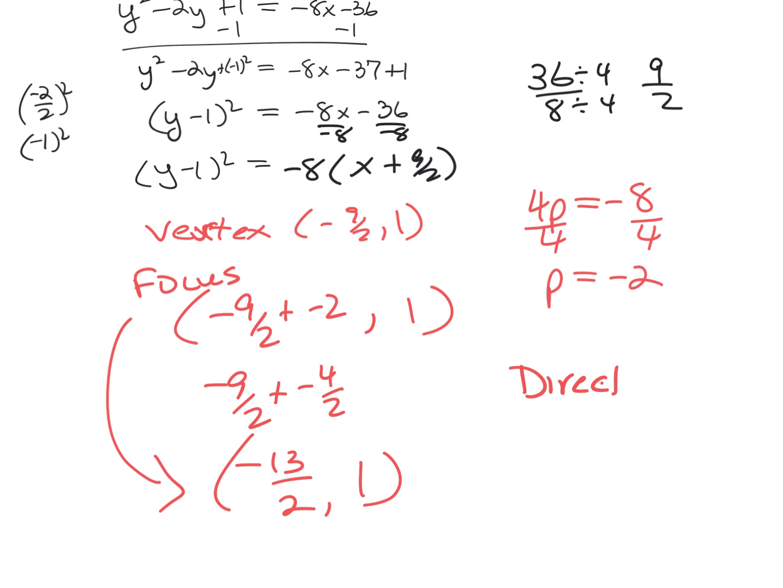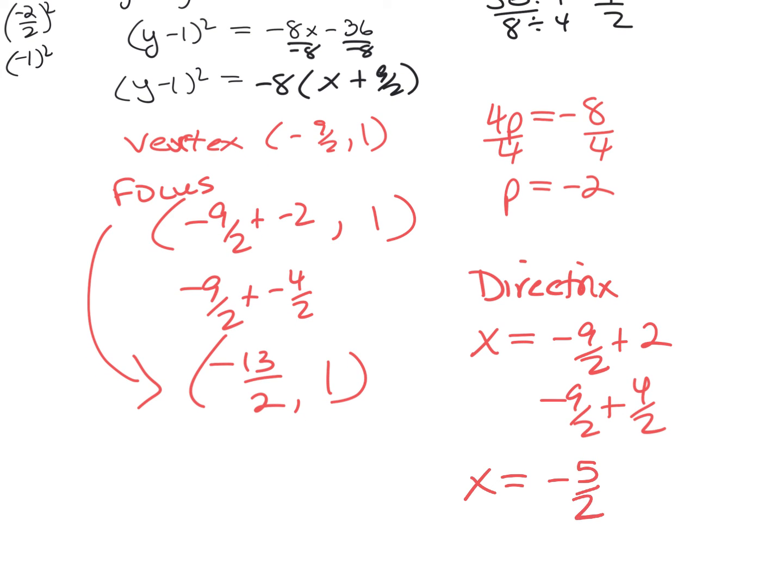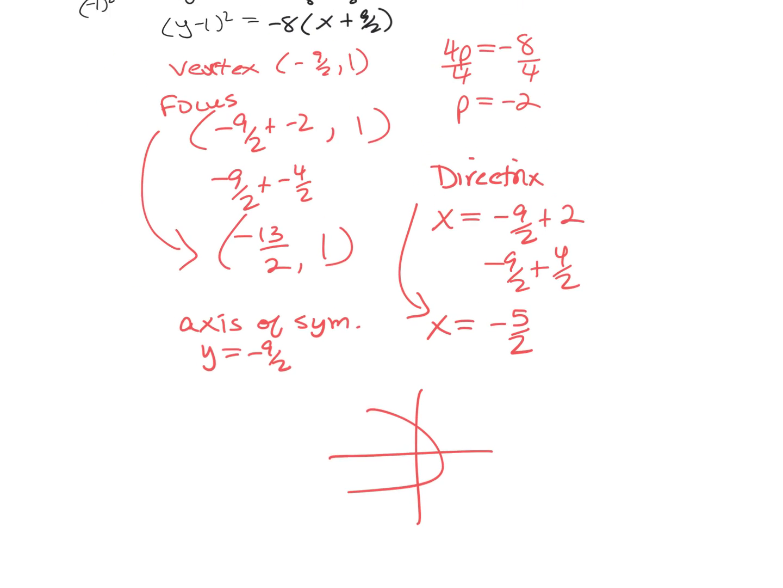For the directrix, it's the opposite of p, still to the non-squared variable. The non-squared variable was x, so I take the x, negative 9 over 2, but I'm going to add the p value now because it was originally negative. So negative 9 over 2 plus 4 over 2, x equals negative 5 over 2. And that's your directrix. Good there? And your axis of symmetry, because you also have to do that, is going to be y equals negative 9 over 2. When you graph this, it's going to look like a backwards C, because it's a y squared and your 4p value here was negative.